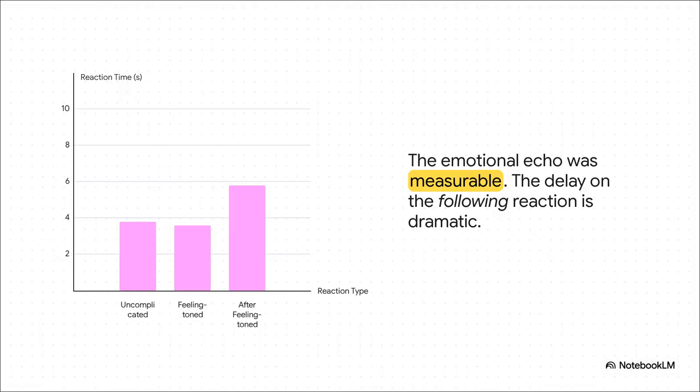And the data, well, the data was the proof. This chart is just incredible. Look at the bar on the far left. That's the average reaction for a normal, uncomplicated word, 3.8 seconds. Okay, now look at the bar on the far right. This is the reaction time for a totally neutral word that just happens to come after an emotionally charged one. It spikes to 5.8 seconds. That's a full 2-second delay caused by the previous word's emotional hangover. The echo was real, and for the very first time, it was measurable.